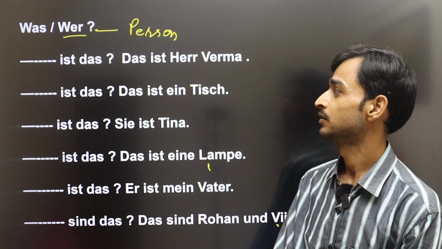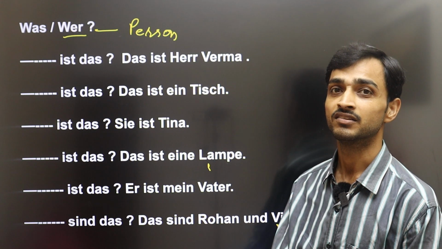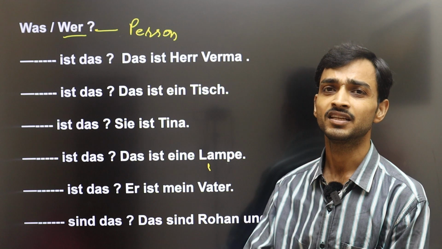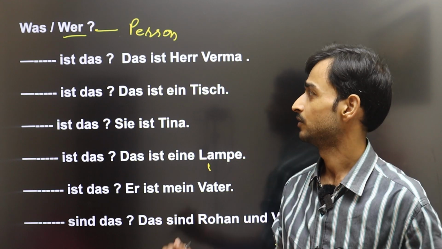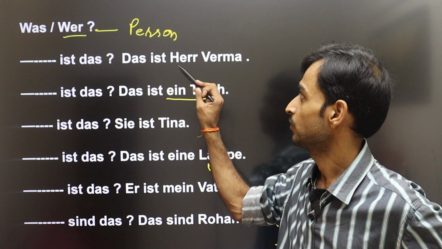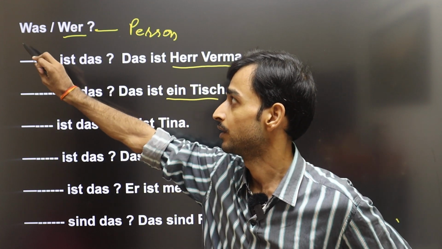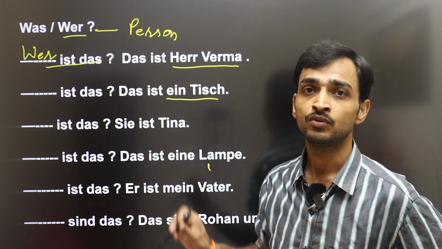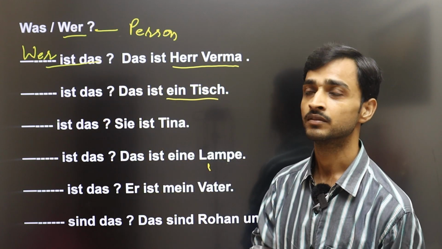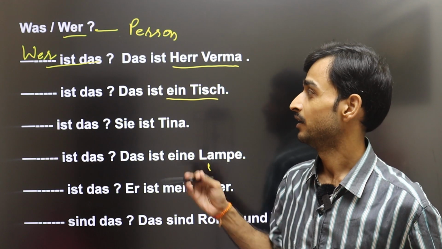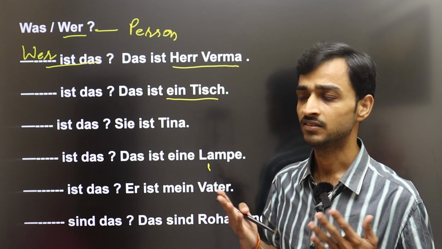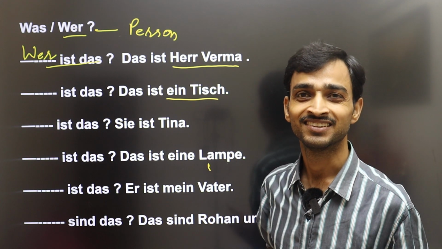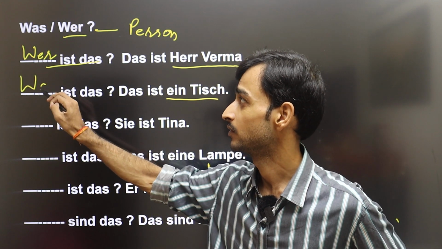Now further, Das ist ein Tisch. This is a table or that is a table. Means my answer is this is a table. Okay, Das ist ein Tisch. So here it was Mr. Verma, so I have used wer, W-E-R. And my question is, Wer ist das? Who is this? This is Mr. Verma. Here, Das ist ein Tisch. This is the table. That is a table. Question: Was ist das? What is this? So here I will write was.